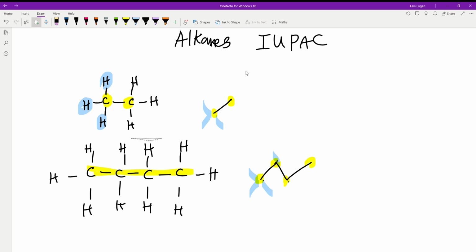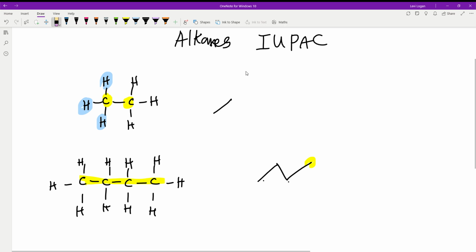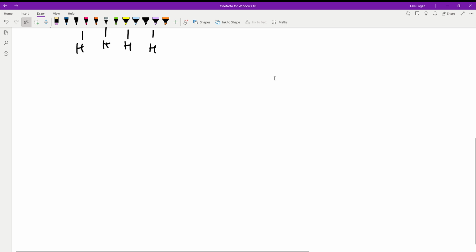In this video, I'll be drawing these chains like this, obviously without the color. If I wanted to draw a double bond, which I won't in this video because it's just alkanes, I would draw it like this. But anyway, what we need to know about naming alkanes is how we name the first 10 carbons.